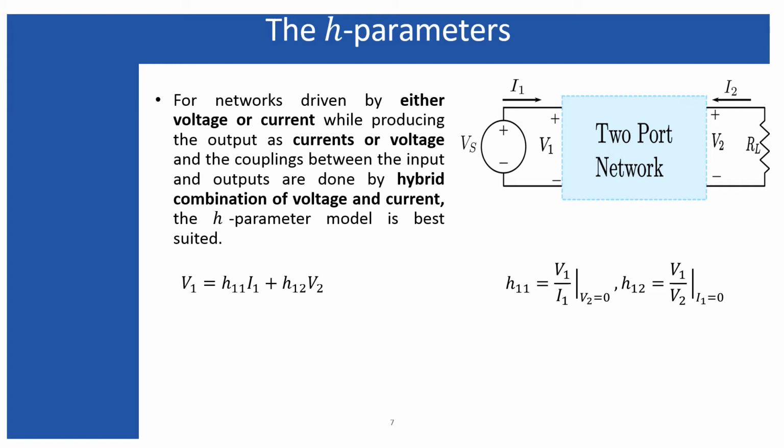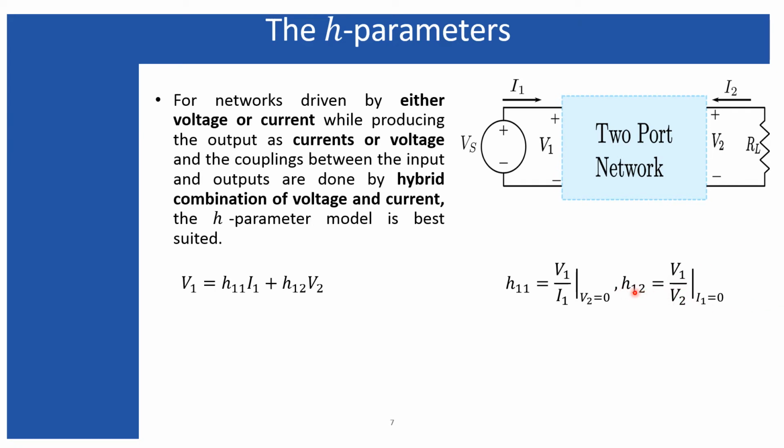Similarly, if you make I1 equal to 0 in this equation, H12 is nothing but the ratio of V1 to V2. So it is going to be the ratio of the input voltage to the output voltage. Basically, the unit of H11 is ohms because it is a ratio of voltage to current, but H12 is unitless, because V1 and V2 are both voltages.